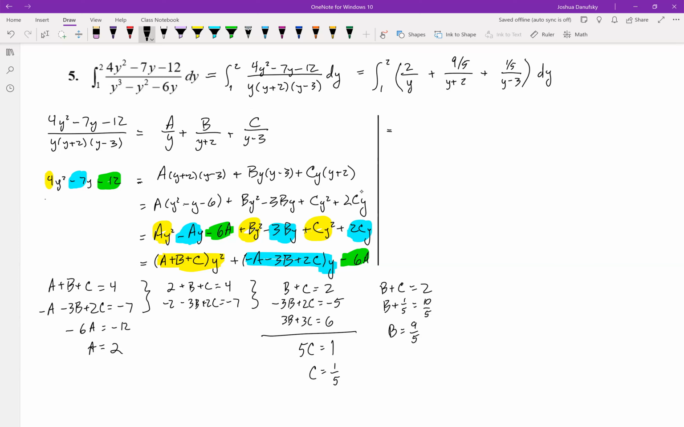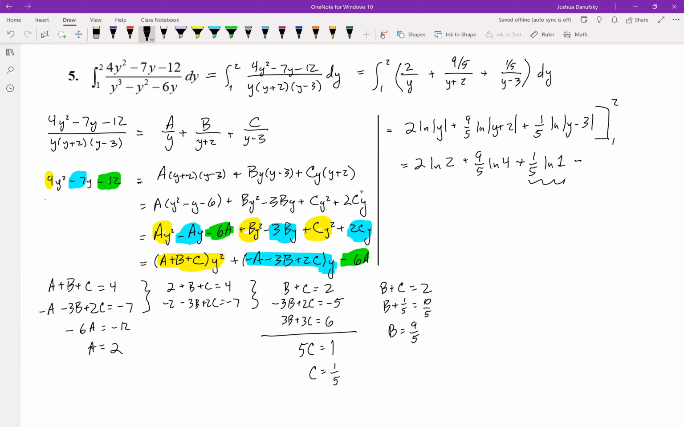And now we're ready to integrate. We have 2 ln absolute y plus 9 over 5 ln of absolute y plus 2 plus 1 over 5 ln of y minus 3, and all of this is being evaluated from 1 to 2. Plugging in 2, we have ln absolute 2, which is really just ln 2, plus 9 over 5, again plugging in 2, we'll have ln 4 here, plus 1/5. We have ln of negative 1 in there, but then the absolute value makes that 1. And of course, the ln of 1 is 0, so this guy is going to zero out.